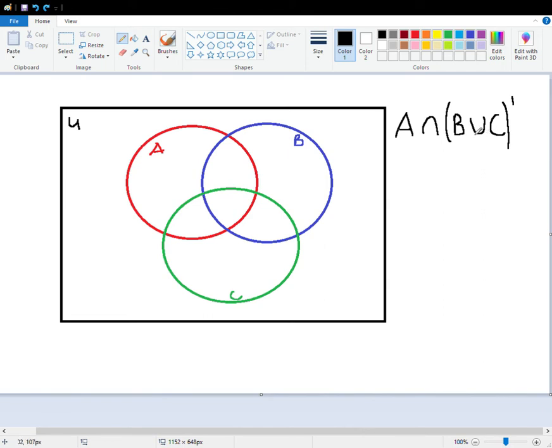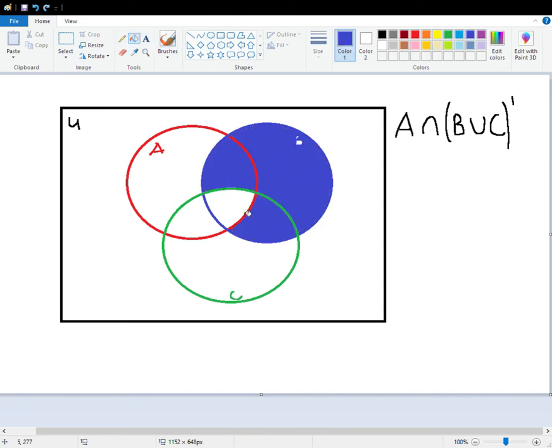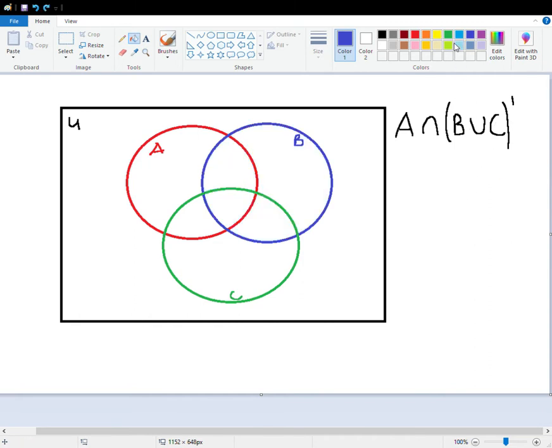And to refresh your memory, this symbol right here is union, and we read it as or in English. So let's start with finding B. Our B is this circle right here in this Venn diagram. And now we'll find C. C will be this circle right here.